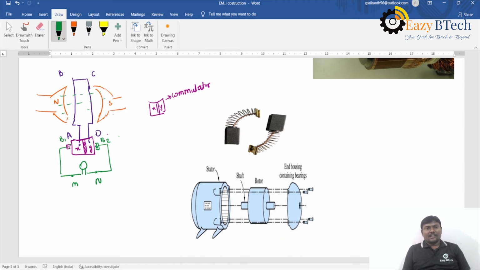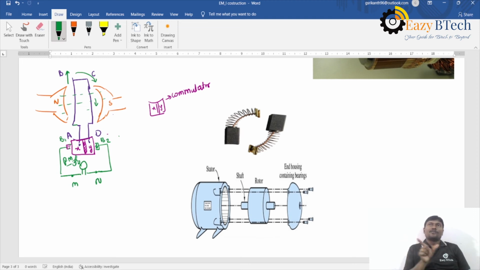As we discussed earlier, the direction of the induced EMF is found by Fleming's right hand rule. If these conductors are rotating in a clockwise direction with the help of a prime mover, what is the induced EMF direction? Here the tangential force will be in the upward direction, and here it will be downward, because it is rotating in a clockwise direction.